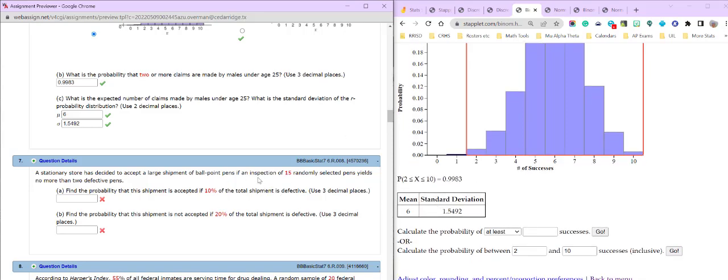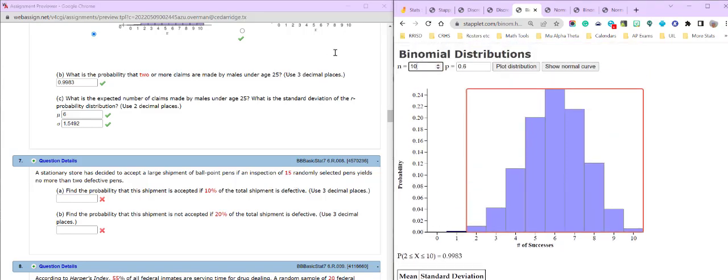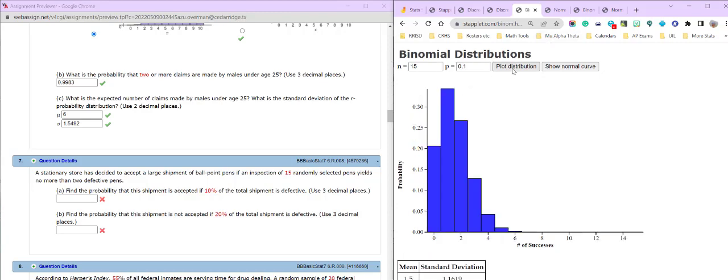All right, so we got 15 pens selected randomly. So that sounds like n is 15. What percentage is defective? So we have 10% are defective, so I'll put 0.10. All right, so that's defective. Remember what they said, okay? 10% are defective. Find the probability of the shipment if 10% of the total shipment is defective. So they select 15 pens randomly, and you can't have more than 2 defective.